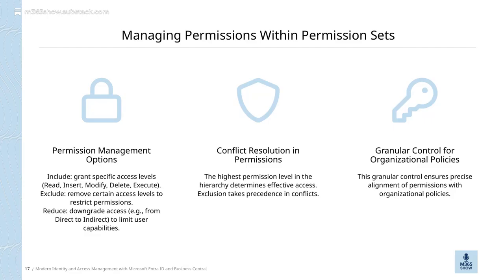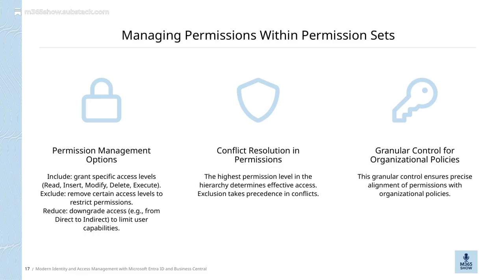Now, let's talk about how this granular control helps us align permissions precisely with our organizational policies. Essentially, the highest permission level in the hierarchy sets the effective access, which means that if there's a conflict, the most permissive setting generally applies. But it's important to remember that exclusion takes precedence over inclusion, so if a user is excluded from certain permissions, that will override any grants.